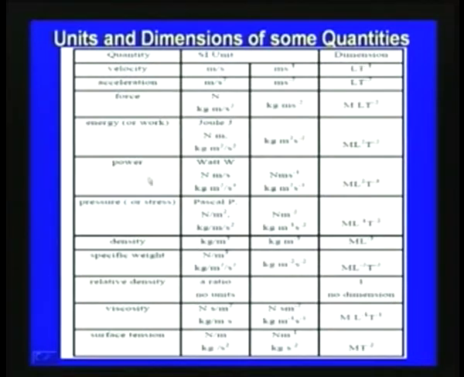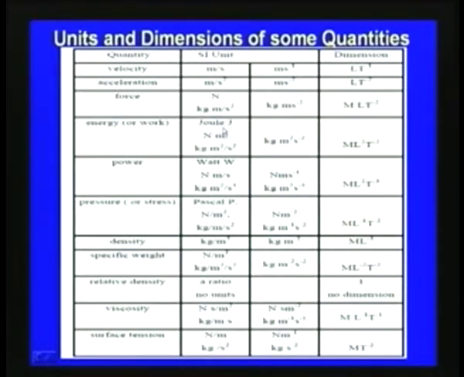Some of the important parameters which we use in fluid mechanics include velocity. The unit is generally meter per second, and the dimension is L t to the power minus 1, where L is length and t is time. The second one is acceleration, the unit is meter per second square and the dimension is L t to the power minus 2. The third one is force, the unit is Newton or kilogram meter per second square, so this represents kg m s to the power minus 2. The dimension is M L t to the power minus 2.